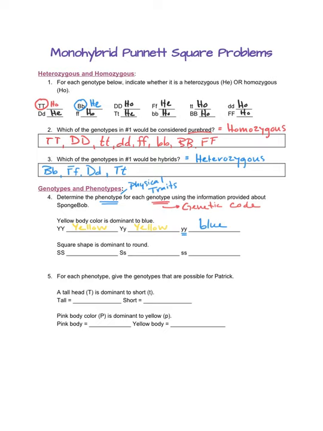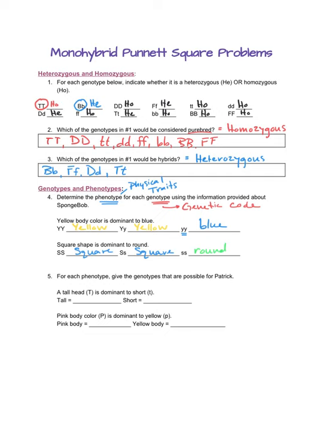The next problem is about shape. So square shape is dominant to round shape. Square shape is shown with a capital S, and round shape is represented by a small s. So if you have two copies of the capital S, then you will have a square shape. If you have capital S, small s, you will also have a square shape. And if you have small s, small s, you will indeed be round.